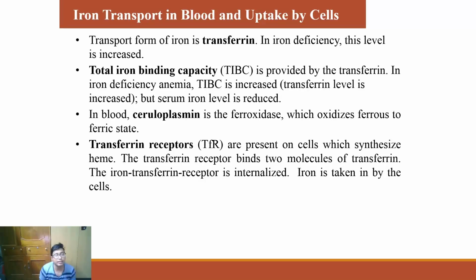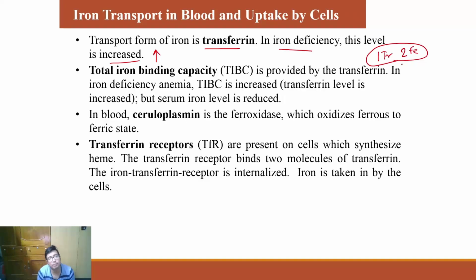After iron is delivered to the cell surface from the stored form, it is transported as transferrin. In iron deficiency, this transferrin level is increased. You know that one molecule of transferrin can bind 2 molecules of iron. This you should know.